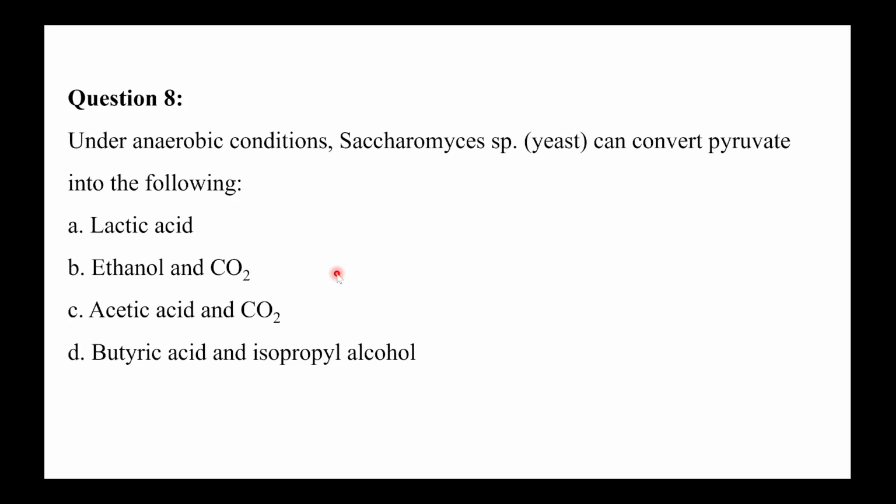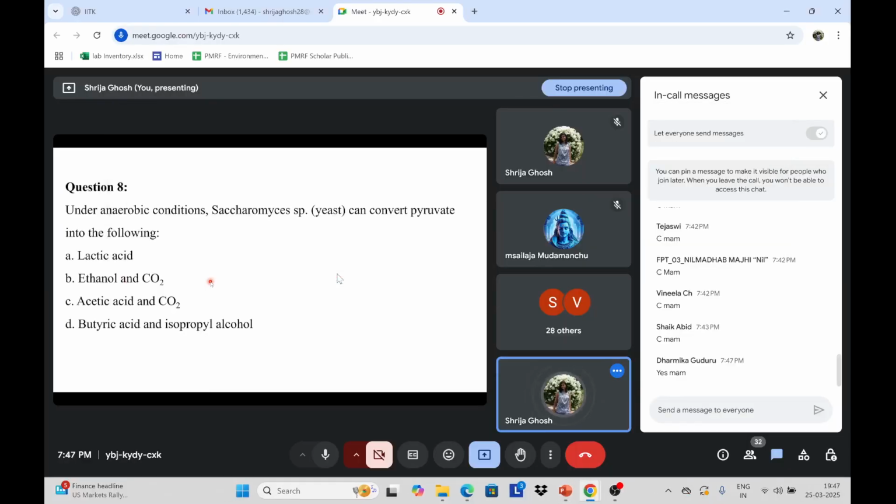Okay, I think I can move on to the next question now. Question number 8. Under anaerobic conditions, Saccharomyces species can convert pyruvate into the following. Option A, lactic acid. Option B, ethanol and CO2. Option C, acetic acid and CO2. And option D, butyric acid and isopropyl alcohol.